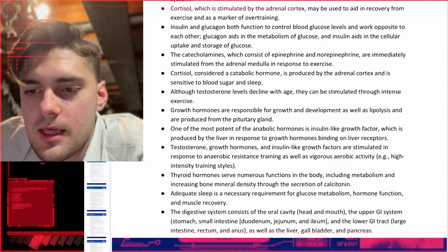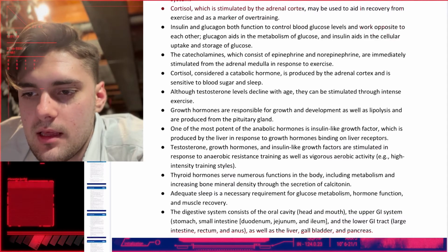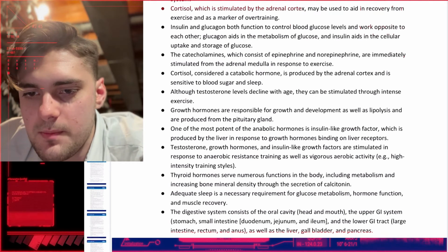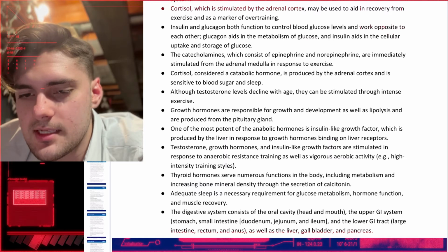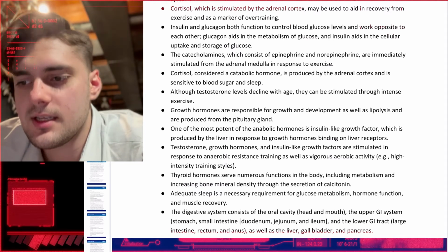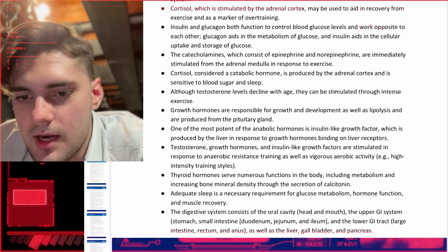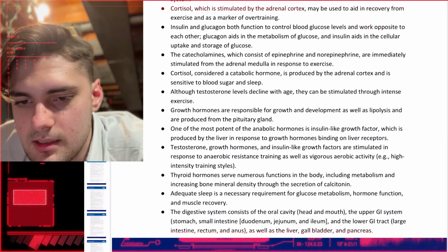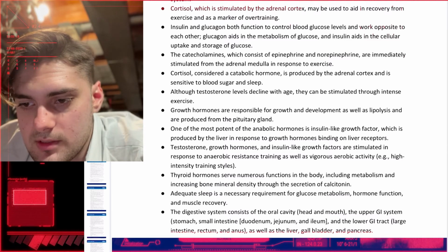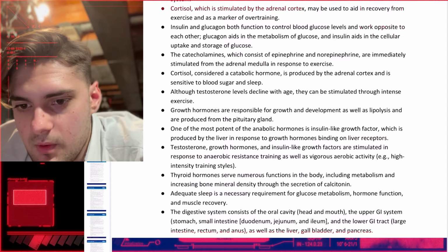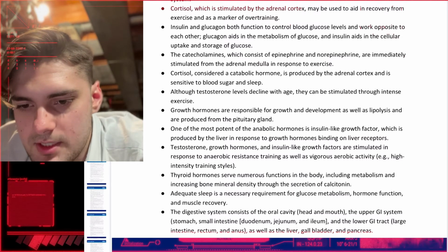Cortisol is considered a catabolic hormone. It is produced by the adrenal cortex and is sensitive to blood sugar and sleep. Although testosterone levels decline with age, they can be stimulated through intense exercise. Growth hormones are responsible for growth and development as well as lipolysis and are produced from the pituitary gland. One of the most potent of the anabolic hormones is insulin-like growth factor, which is produced by the liver in response to growth hormone binding on liver receptors.